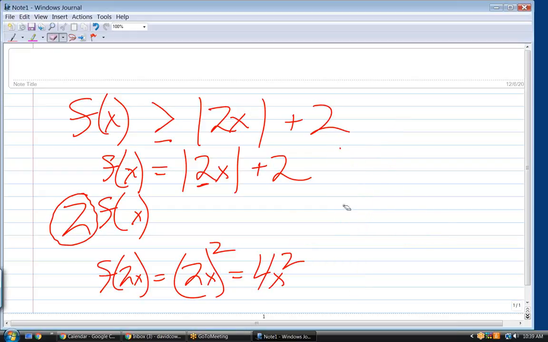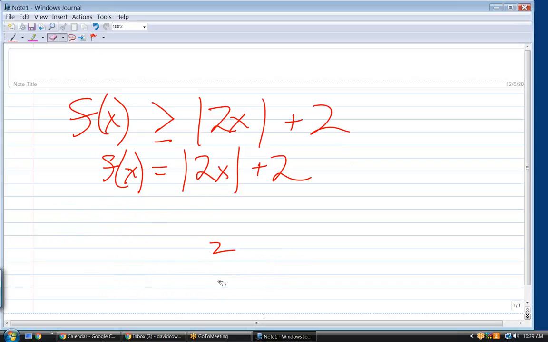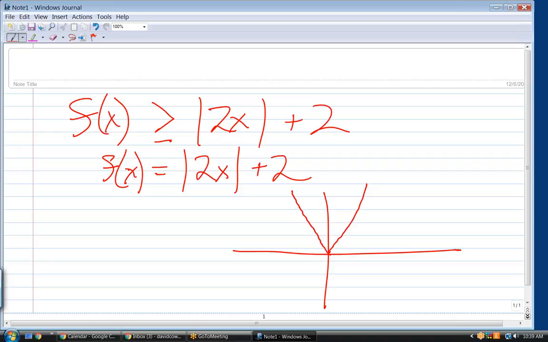All right, so if we look at what's happening here, I can see that this 2 is going to make my original function skinnier. So if the slope is going to be 2, right? Yes. Okay, so my original function, if I was just graphing the absolute value of 2x, it would look like that. Now I have to vertically adjust it by 2 without changing its shape.